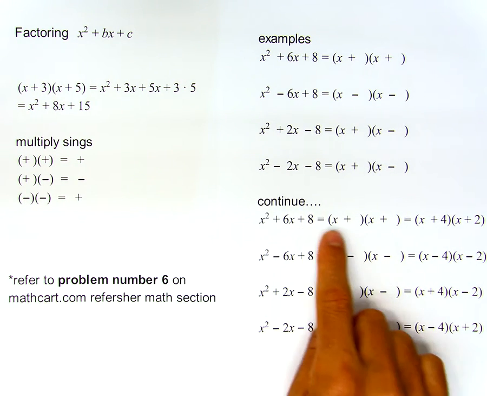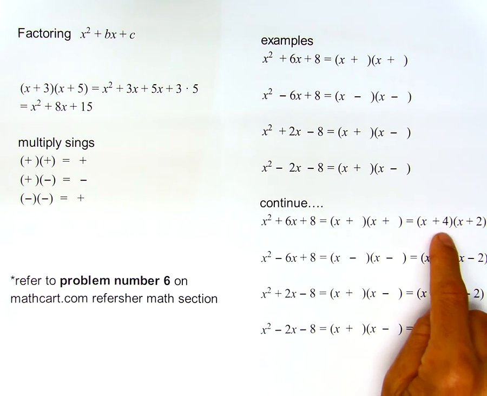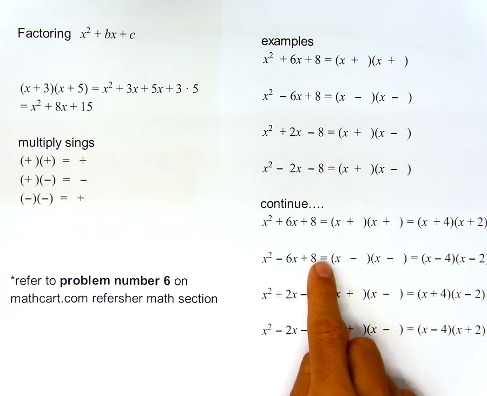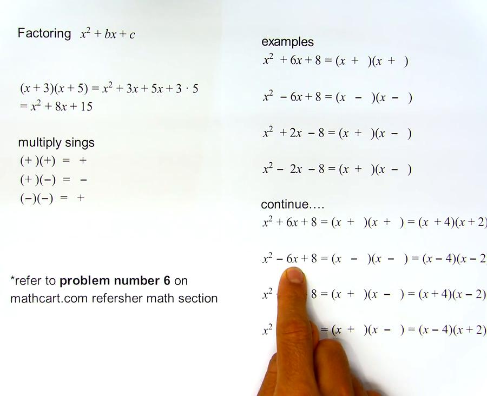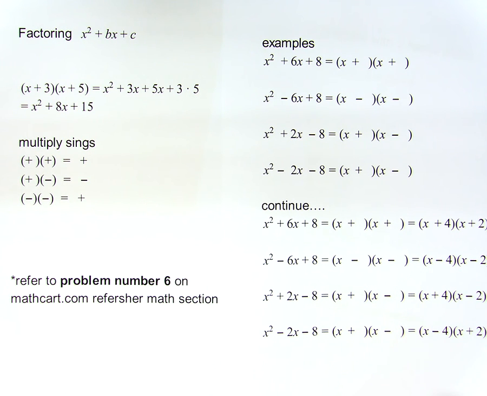I'm going to look at this one and I'm going to multiply to 8 and add to 6. So that must be a 4 and a 2. I'm going to look at this one and I'm going to multiply to 8 and add to a negative 6. So that must be minus 4 and minus 2.